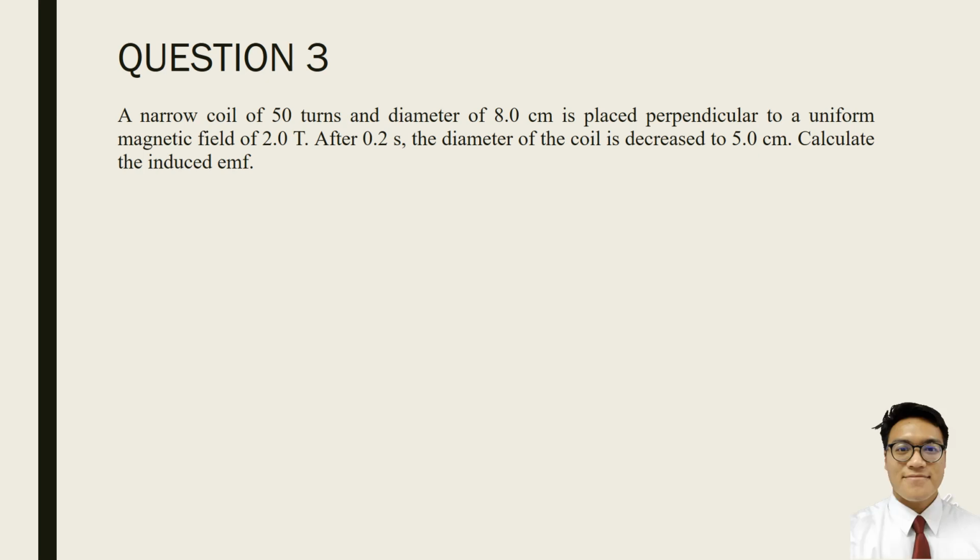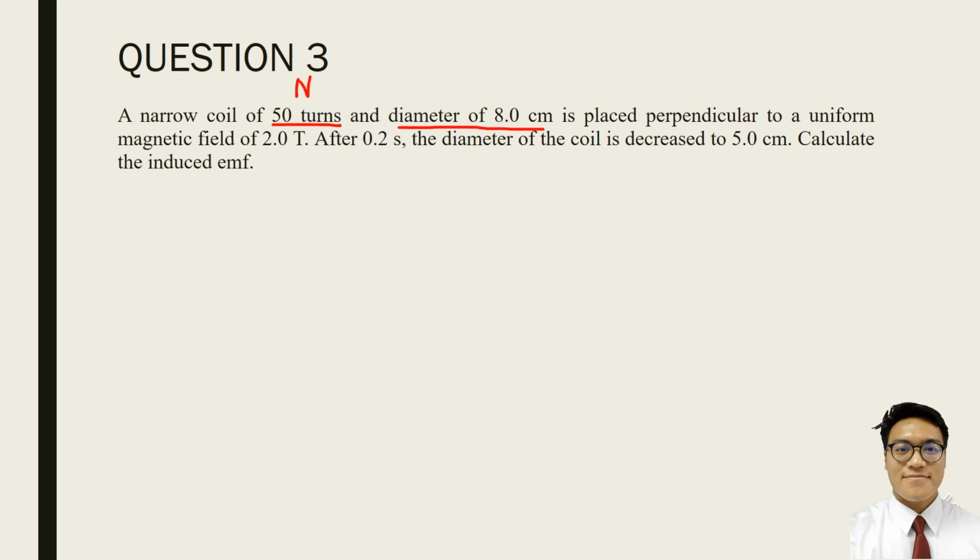And question 3. We have a narrow coil of 50 turns and diameter of 8 cm placed perpendicular to a uniform magnetic field of 2 Tesla. After 0.2 seconds, the diameter of the coil is decreased to 5 cm. Calculate the induced EMF. So what do we have here? The 50 turns, this is our N, the number of turns, and a diameter of 8 centimeter.